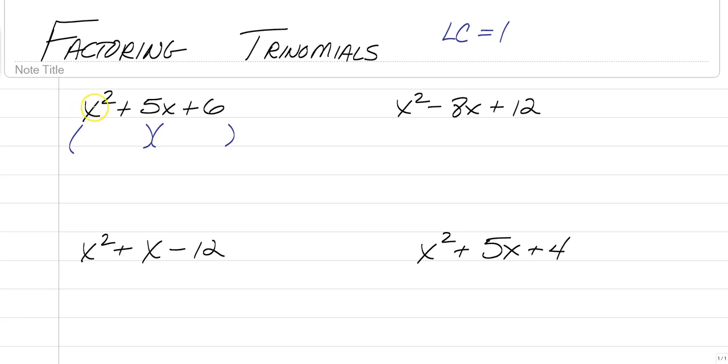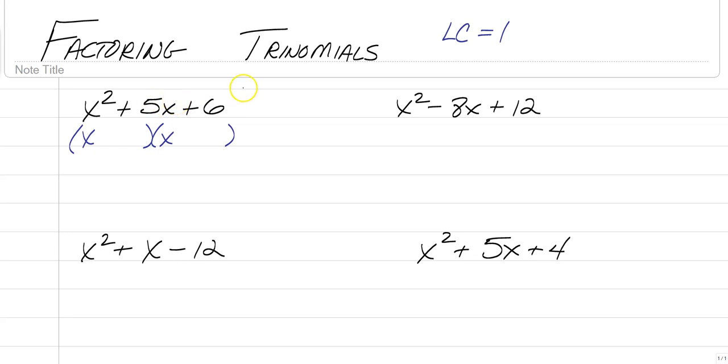So what you're doing is you're thinking of two variables that will multiply to x squared, and it's just going to be x times x. That's the only way you can factor that. That's why this job is easy. But then you need to think of two numbers that will multiply to 6 and add to 5.